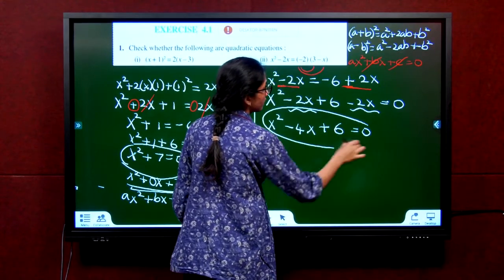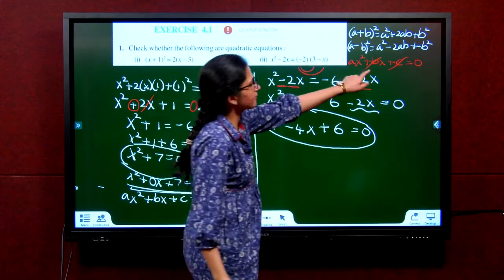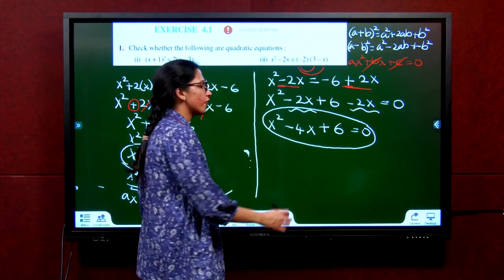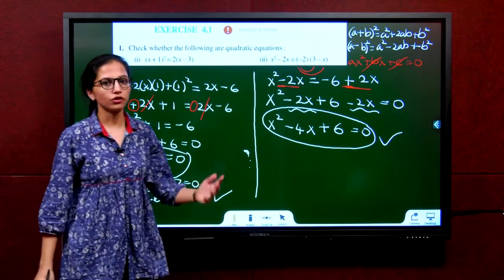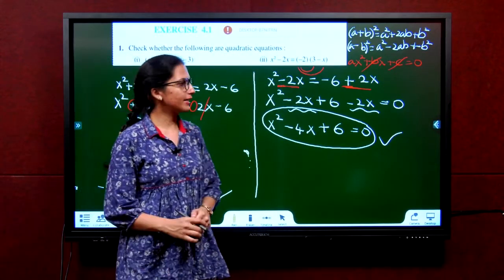Is this of the form ax square plus bx plus c? Yes, it's of the form. Therefore, yes, it is a quadratic equation. You know how to write the conclusion. Please write it down.